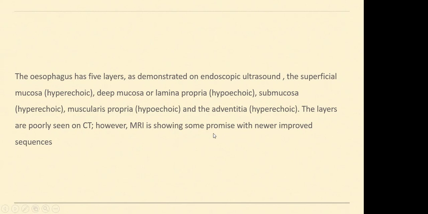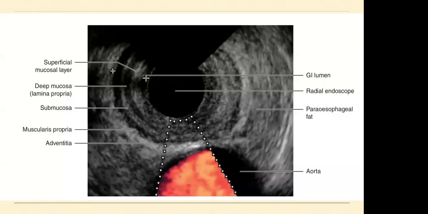These layers are poorly seen on CT. However, MRI is showing some promise with newer improved sequences. Endoscopic ultrasound is used in local staging of esophageal tumors because it shows the layers in detail. This is an image of the endoscopic ultrasound showing the esophageal layers as alternating bands of hyper and hypoechoic regions.